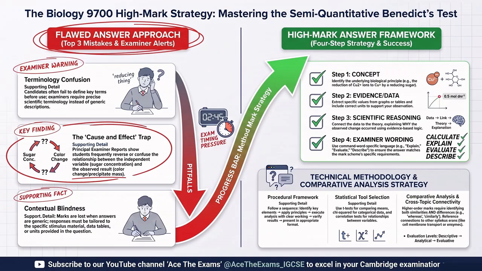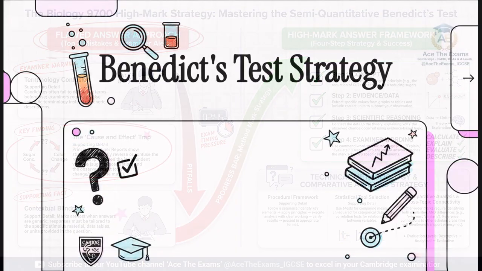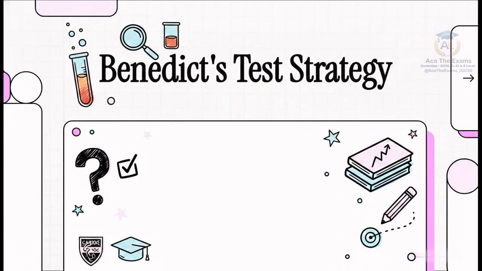Let's bypass the fluff and dive right in, because honestly, way too many students lose easy marks on the semi-quantitative Benedict's test. But by the end of this explainer, you're going to know exactly how to secure those high-level method marks. We're talking about a painful, totally avoidable mistake that can literally cost you a whole grade boundary if you aren't paying attention. I'm going to show you exactly what Cambridge examiners are hunting for, and more importantly, how to systematically build a top-end answer every single time.